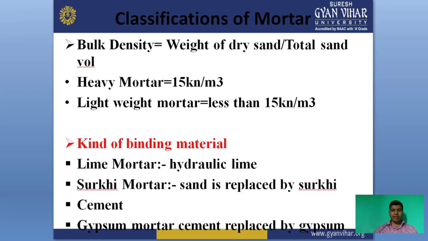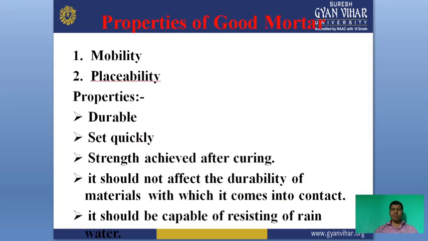And the binding materials used are lime mortar, surkhi mortar, in which lime is replaced by surkhi, and cement is also used for binding the material, and gypsum mortar can be used in plastering. The good properties of mortar are mobility and placeability. Mobility means how we mix the mortar with other components and then how we place that material in our projects, in our walls or floors.